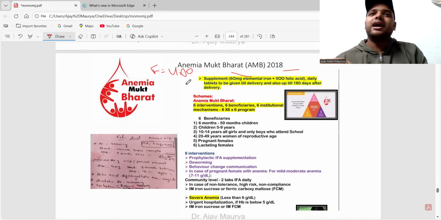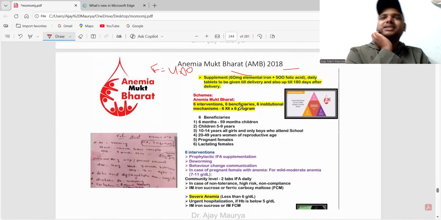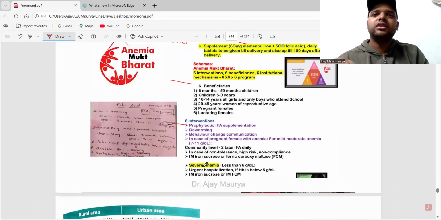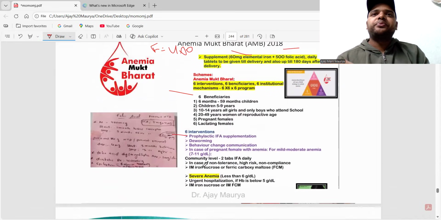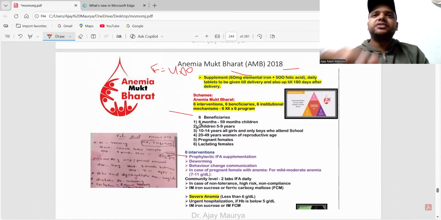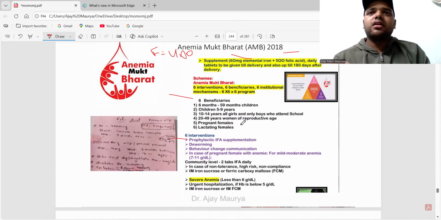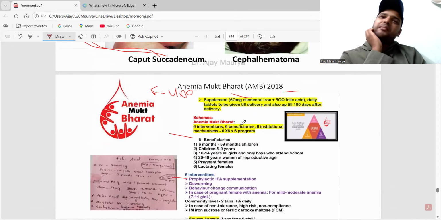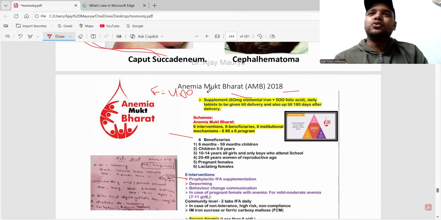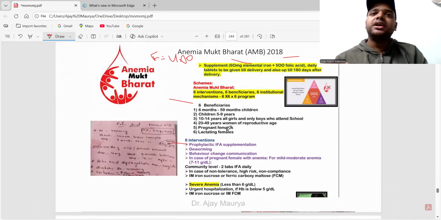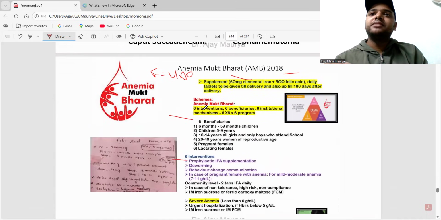Okay, done. This is the 6 by 6 by 6 program. 6 beneficiaries, 6 interventions, and 6 institutional mechanisms. I think there is no need to remember this one, but just remember the folic acid and the dose here. And also remember these 6 interventions, 6 beneficiaries, and 6 institutional mechanisms.